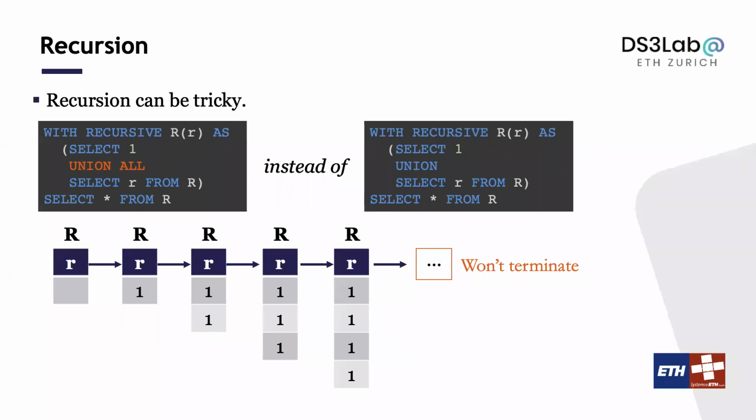Okay. So whenever you are writing a recursive query, be careful. Sometimes it makes sense to use union, sometimes it makes sense to use union all. It depends on your semantic, but be careful: there's a very small difference in the syntax, but it could make a very large difference in terms of semantic.